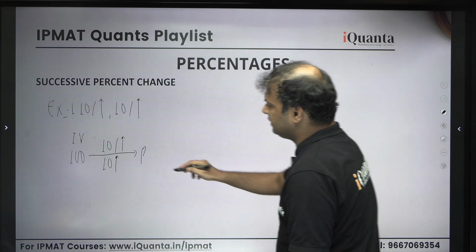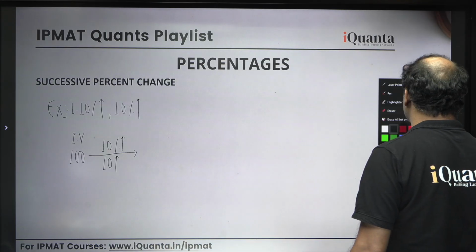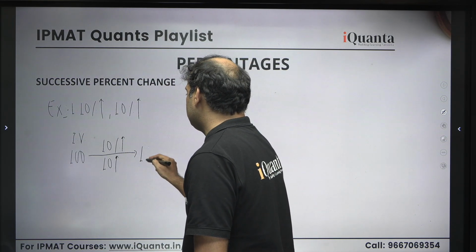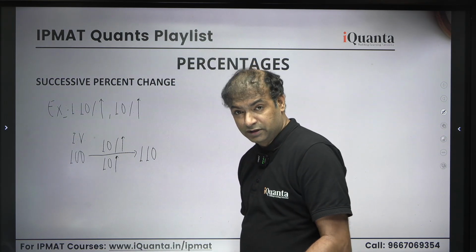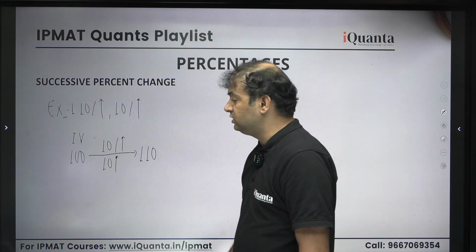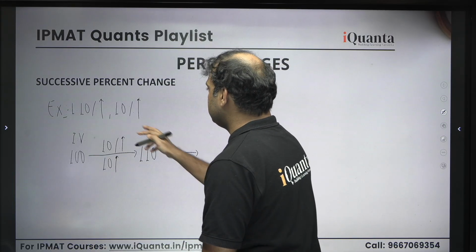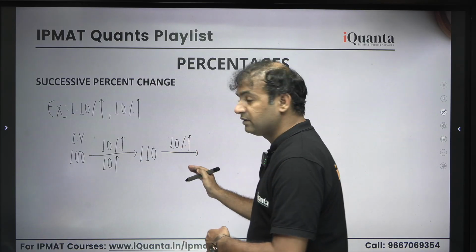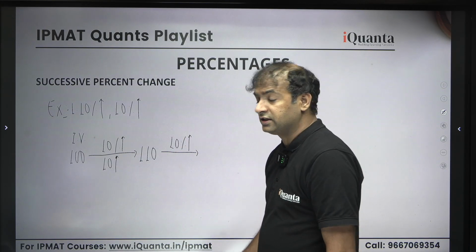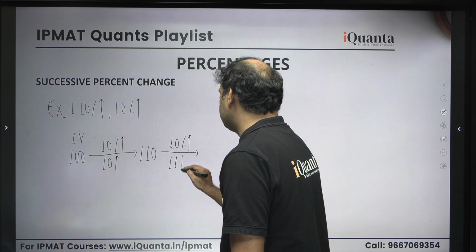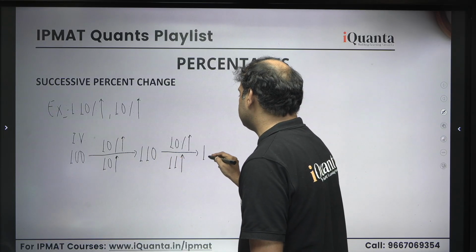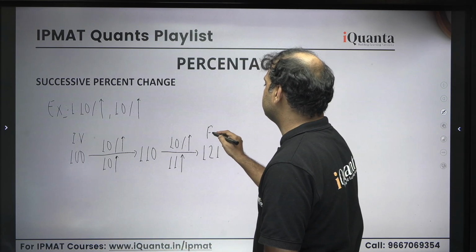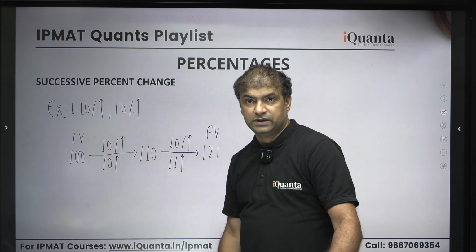Now, as I said, the final value of the first change will become the initial value for the second change, right? So the final value of the first change is 110. That must become the initial value for the second change. And now again it is increasing by 10%. 10% of 110 is basically 11, right? Now 110 increases by 11, so it becomes 121. All right, so guys, finally the final value is 121, where the initial value is 100, right?